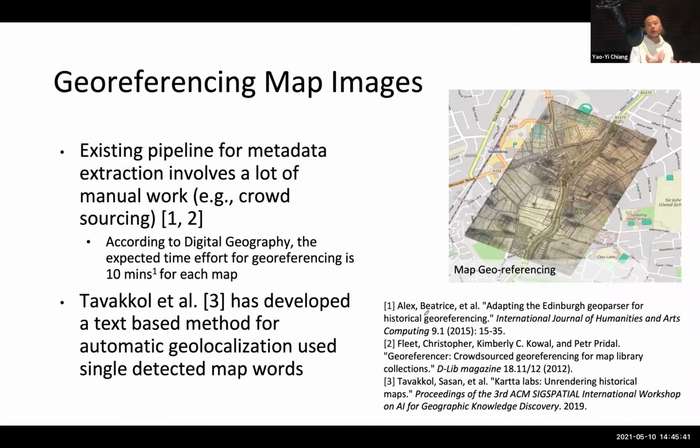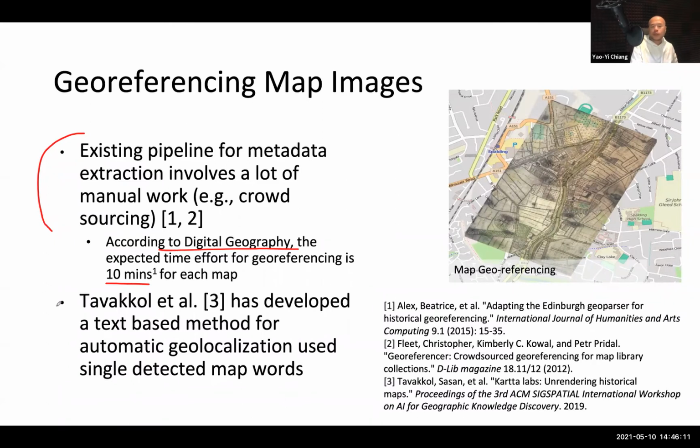to have the geocoordinates of map images. There are existing pipelines for generating map metadata and georeferencing maps. But as you could imagine, it takes time. According to digital geography, the process for georeferencing one map is 10 minutes. And think about the King's Topo collection, we have what, 40,000 maps, right? So this is a really long time.